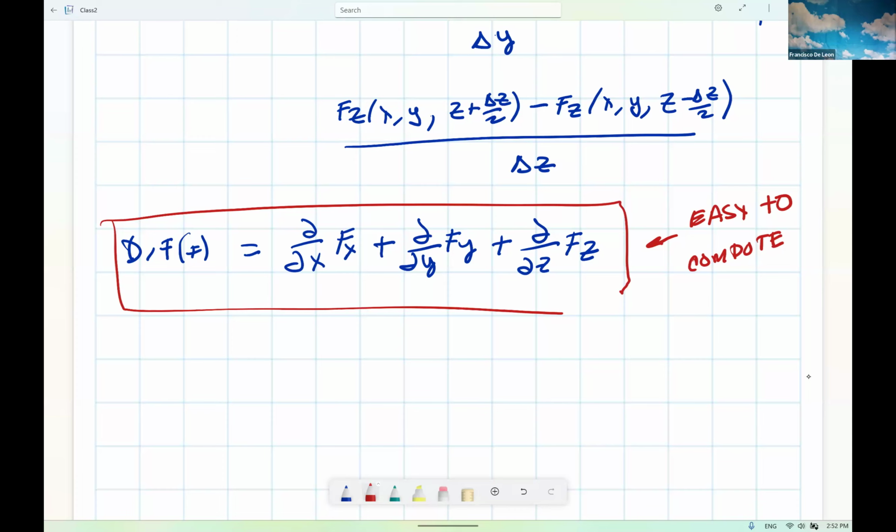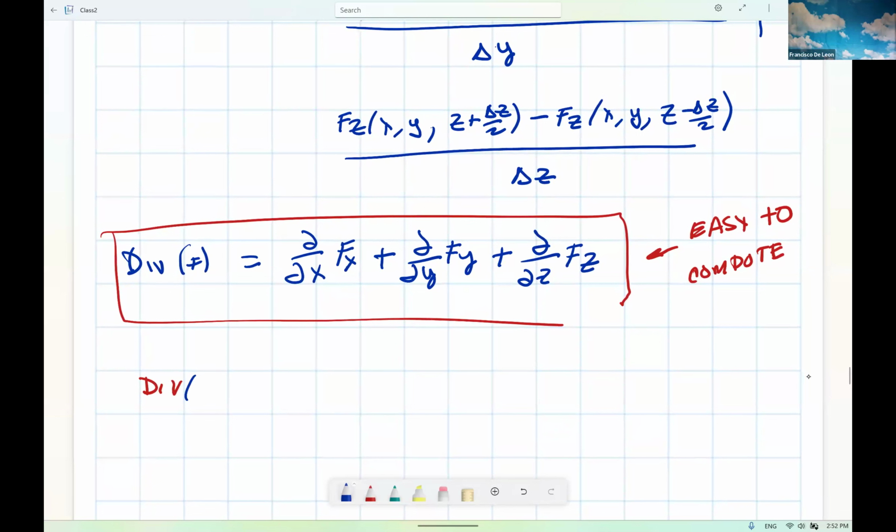So then, of course, this is applied to a point. This is easy to compute, and this has the same meaning. So the divergence of f, which we have defined as the limit when the volume tends to zero of the closed integral of f dot dA divided by the volume, can be computed that way.